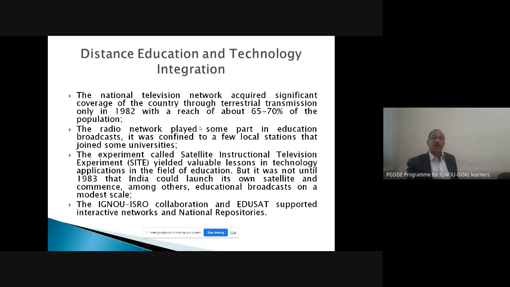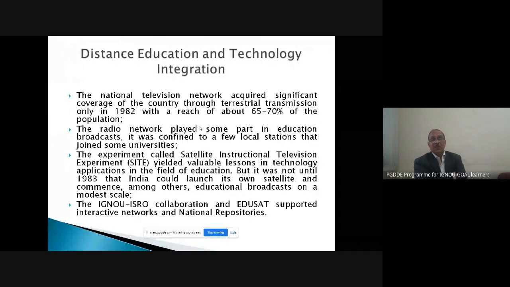Of course, from '82 onwards, we have a national television network, with significant coverage in the country through terrestrial transmission. Only in 1982, it was reaching only about 60% of the population in the country. Radio network played some part in education broadcast. There is a satellite instructional television experiment conducted in '83. India could launch its own educational satellite in 1983.